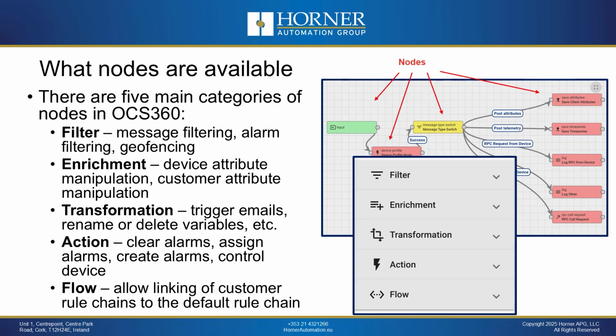For instance, if you have the action category, you can use those actions to clear alarms, assign alarms, create alarms, control devices. These are all things that would occur without human intervention. You would set up this rule chain ahead of time, and then that action would take place per your prescribed programming of the rule chain. And then there is also a flow category of nodes which allow you to link a customer rule chain to the default rule chain, for instance.